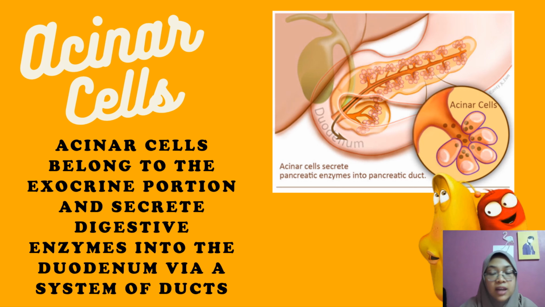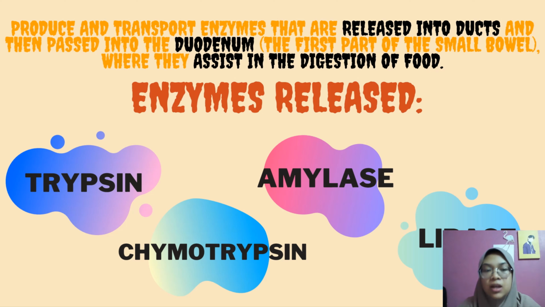Acinar cells are the exocrine cells of the pancreas that produce and transport chemicals that will exit the body through the digestive system. The chemicals that the exocrine cells produce are called enzymes. These enzymes will be secreted into the duodenum and will assist us in the digestion of food. Because acinar cells are an exocrine tissue, the enzymes secreted by the acinar cells need to be released into the ducts first, and then pass into the targeted tissue, which is the duodenum, the first part of the small bowel, where the enzymes will assist in the digestion of food. The enzymes that are released into our duodenum are trypsin, chymotrypsin, amylase, and lipase.